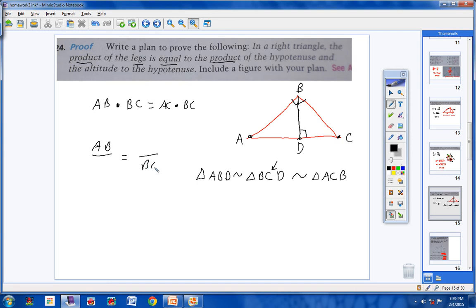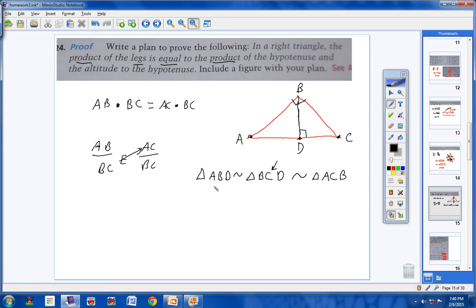Okay, and I want AC times BC. So somehow, students, I've got to get AB over BC, or these two could be swapped. I want AB over AC. So is there anywhere I have AB coinciding with BC? I think I see it right here. Right here, this might work, okay?